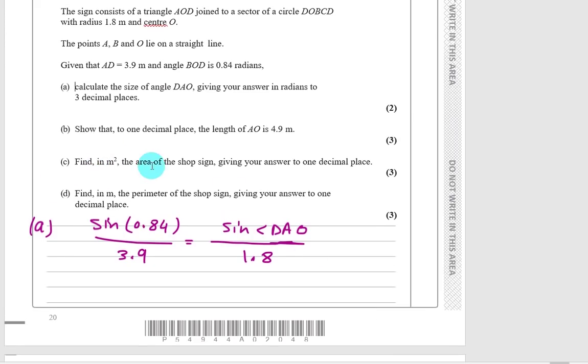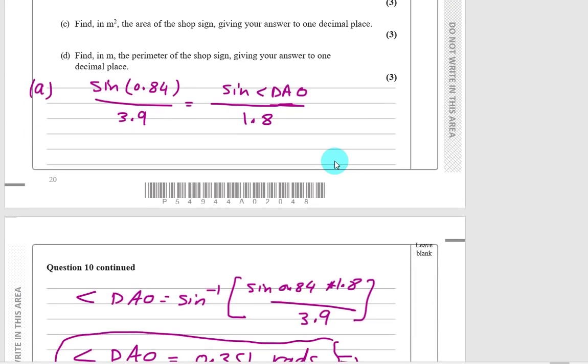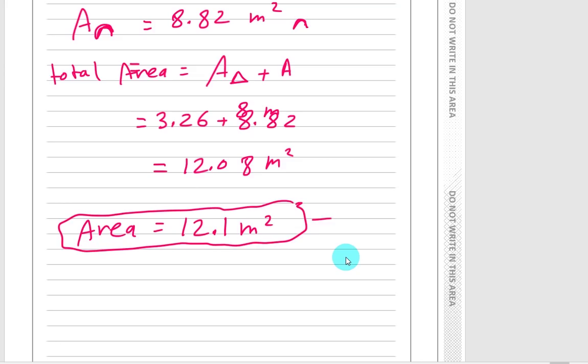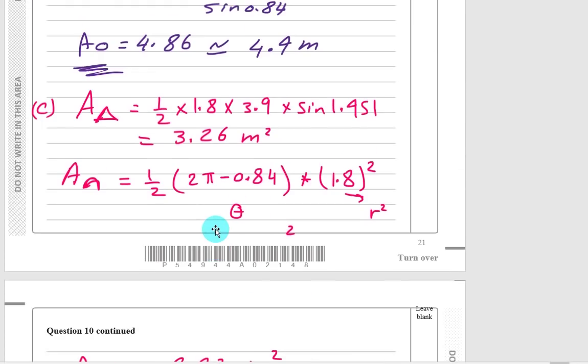Let us see what he needs. Find the area, give your answer to 1 decimal place. So 1 decimal place, this is the condition. So here this is 12.08 meters square. So area will equal 12.1 meters square, and this is your answer. Okay, let us go ahead and see the last part.